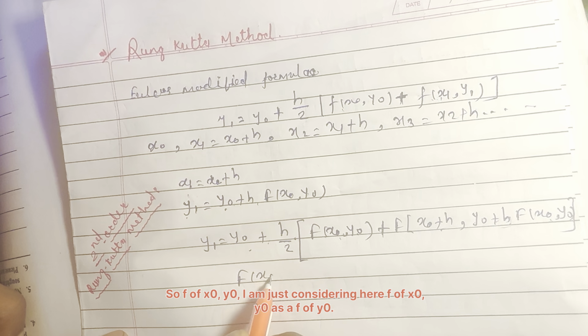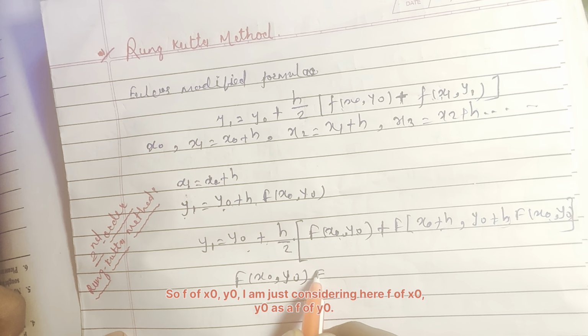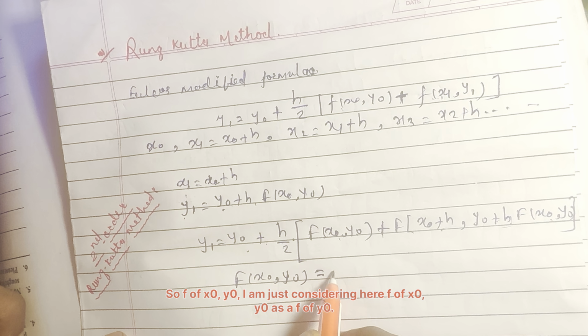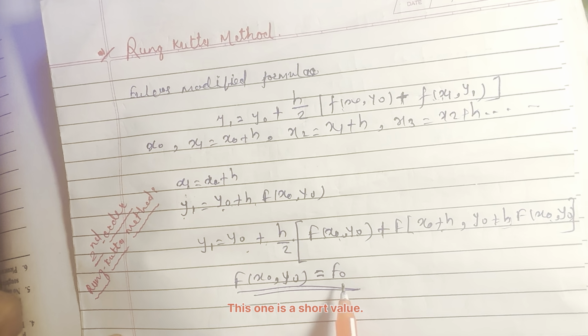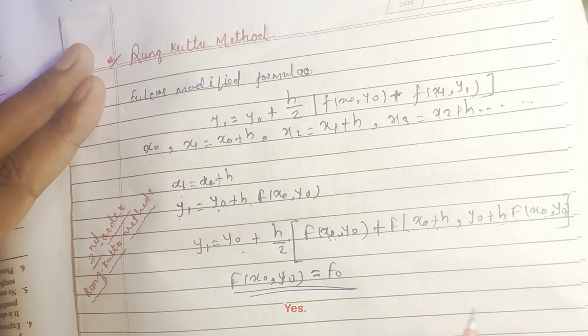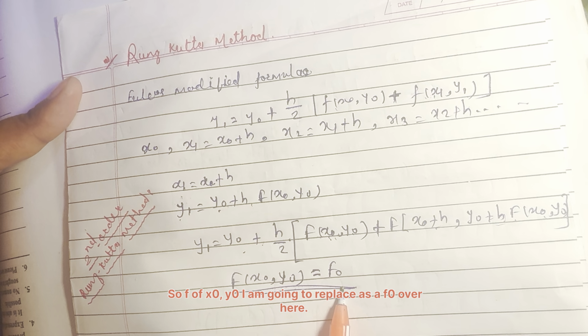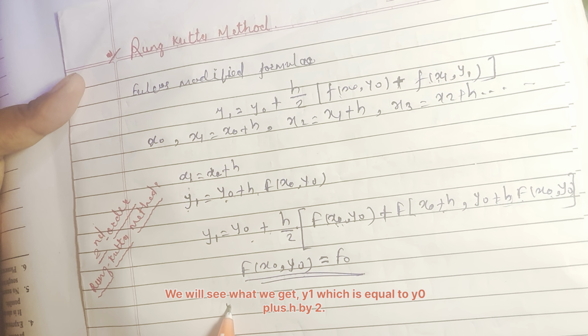So f of x0, y0, I'm just going to consider here f of x0, y0 as f0, okay. This is a shorter value, and now it looks a little bigger, that's why I'm trying to reduce it into one place with shorter values. So f of x0, y0 I'm going to replace with f0 over here, okay. So let's replace the value. We'll see what we get.